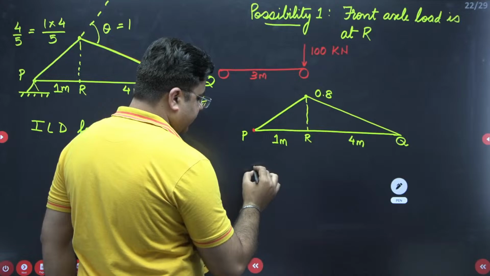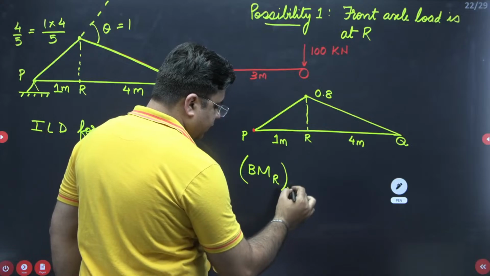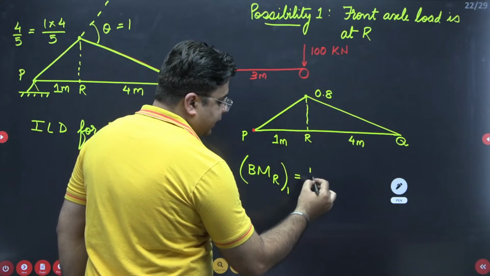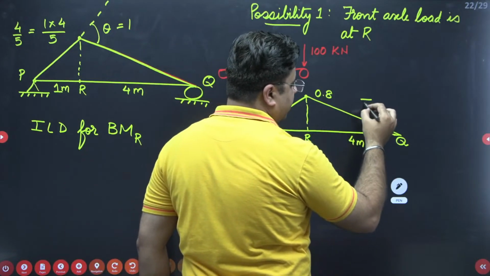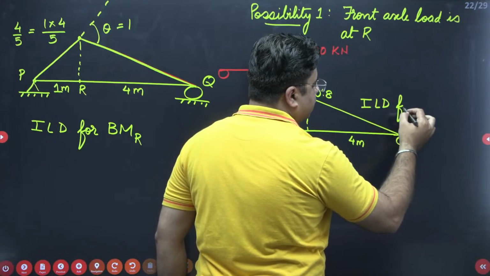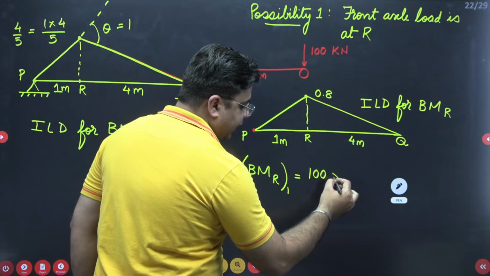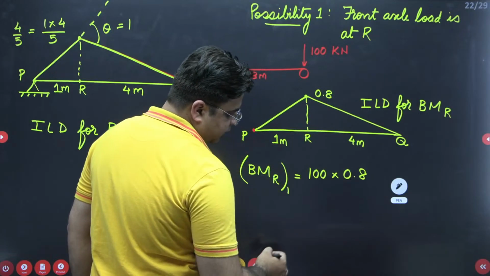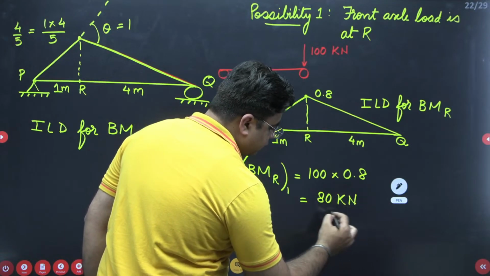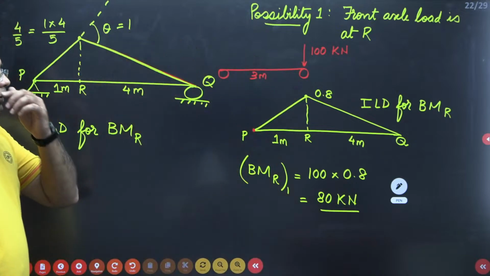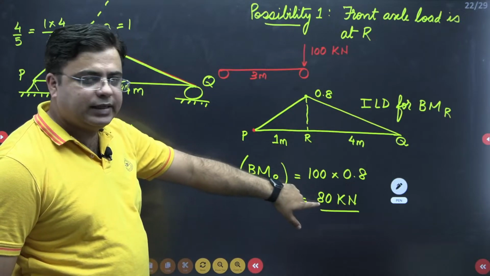When this is the possibility, bending moment at R for possibility 1 is equal to load 100 kilonewton multiplied by the ordinate of this ILD for bending moment at R. This is ILD for bending moment at R, and this is equal to 0.8. How much is this? So this is like 80 kilonewton. Okay. So just keeping this load at R, the bending moment that we are getting is 80 kilonewton.